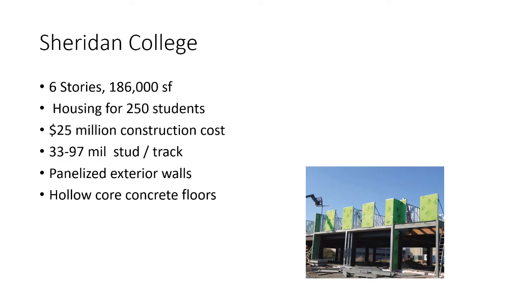The building itself was designed for 6 stories, 186,000 square feet. It was designed to house 250 students with an installed cost of $25 million. The steel framing ranged from 33 to 97 mil. What was unique or what made this project really successful was the combination of the panelized exterior walls and hollow core concrete floor system that was used throughout.